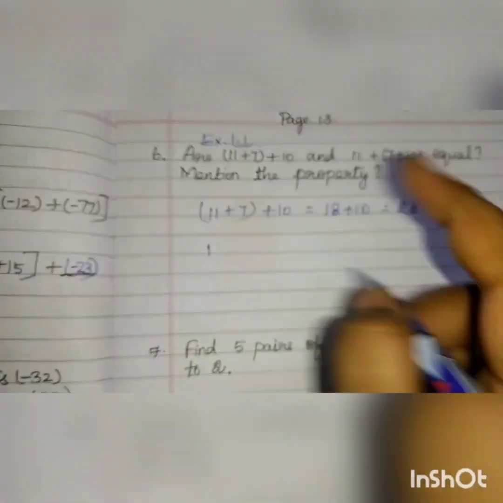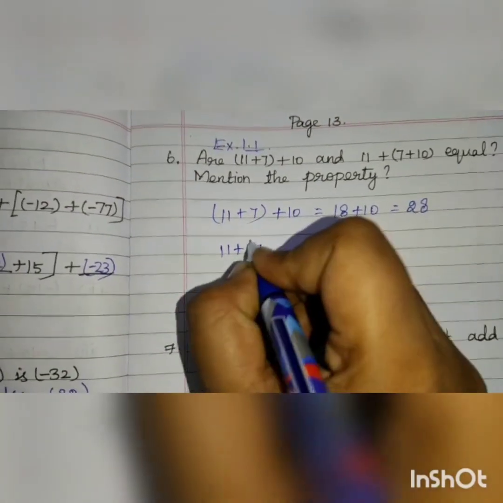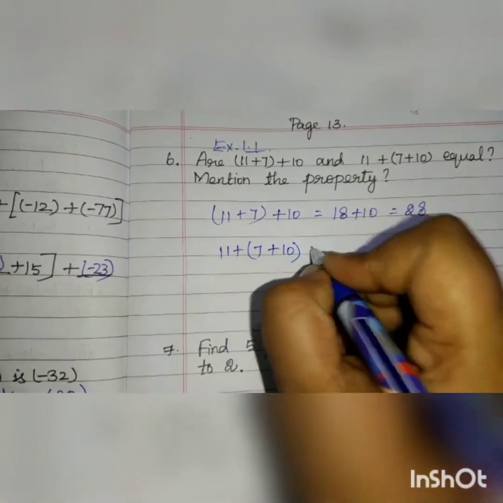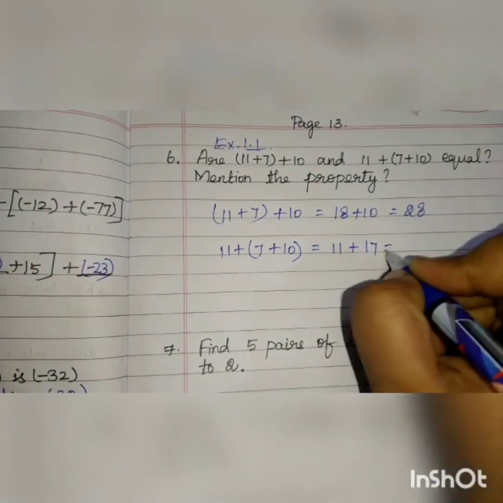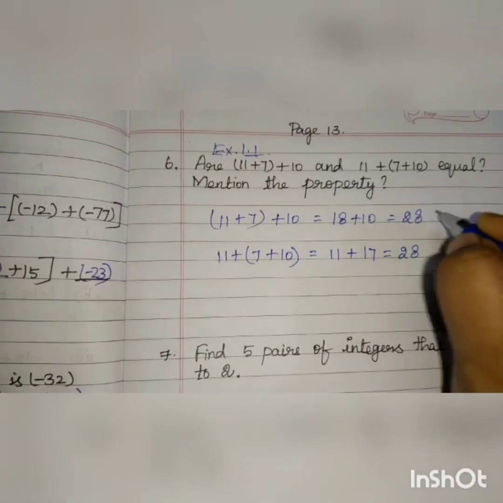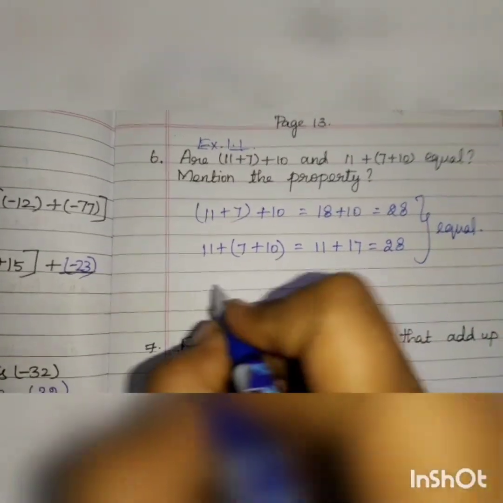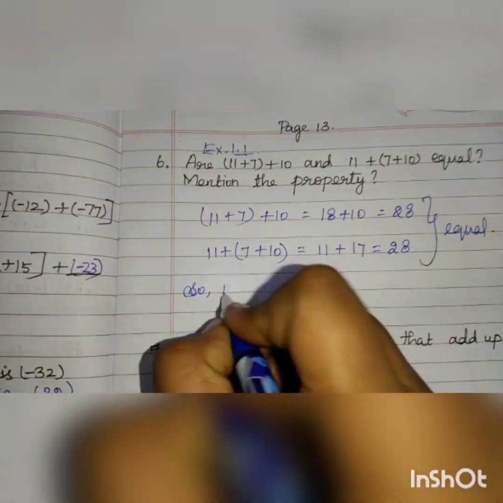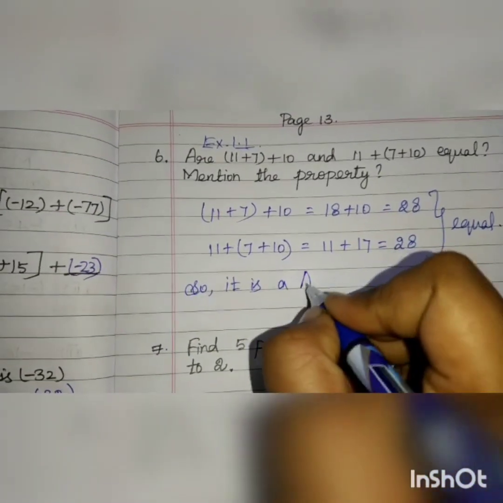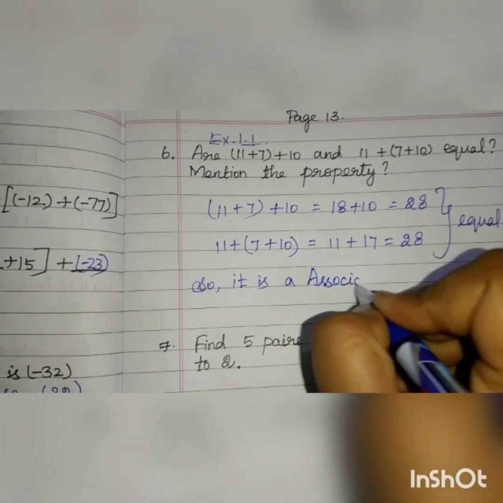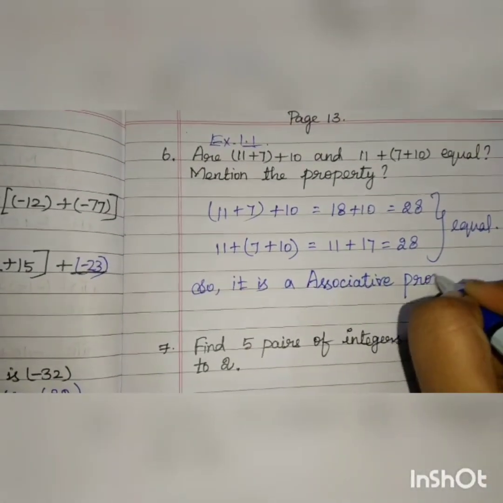The same, this one I am writing now: 11 plus 7 plus 10. So I will get the answer: 11 plus 10 plus 7 is 17, so 28. Yes, both are equal. So it is the associative property.